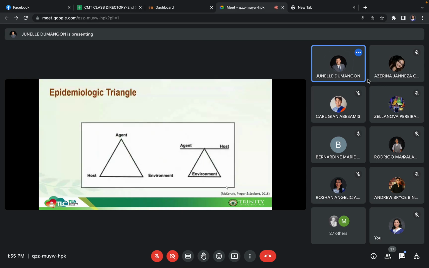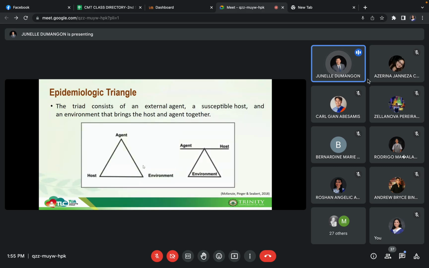Okay? Ayan po. So, in every epidemiologic study, okay, remember, in every epidemiologic study, the epidemiologic triangle should be present. What do we mean by that? In other words, for every disease, there is an epidemiologic triangle, which consists of 3 factors: your host, your agent, and your environment. Kindly remember that, for every disease, there is always a host, an agent, and environment.